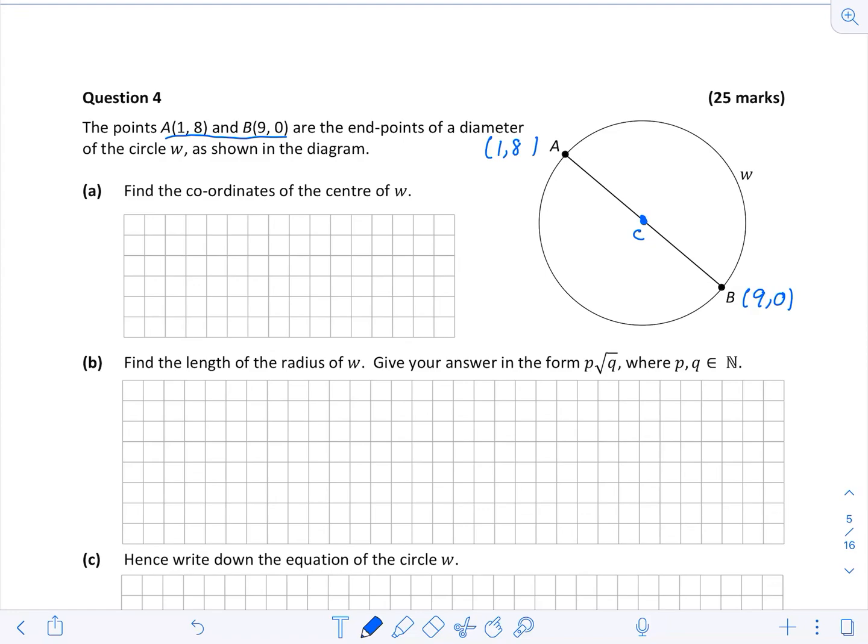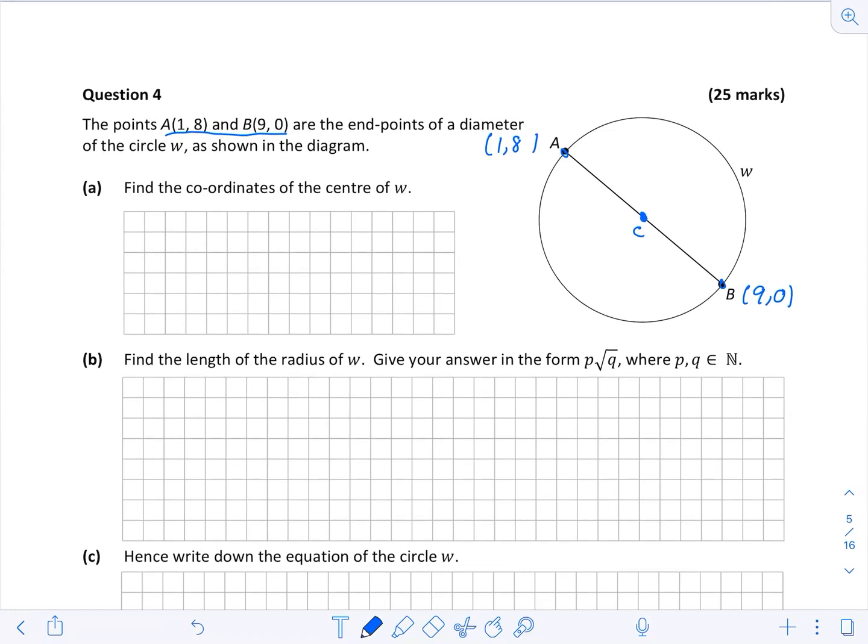So where in relation to these endpoints is C? Well, it's going to be at the midpoint, right? So it's going to be (x1 plus x2) all over 2, comma (y1 plus y2) all over 2. So that's going to be (1 plus 9) over 2, comma (8 plus 0) all over 2, which is equal to (5, 4). So the coordinates of C are (5, 4). So the center of that circle is (5, 4).